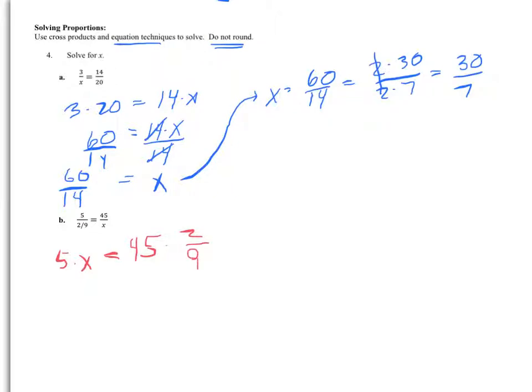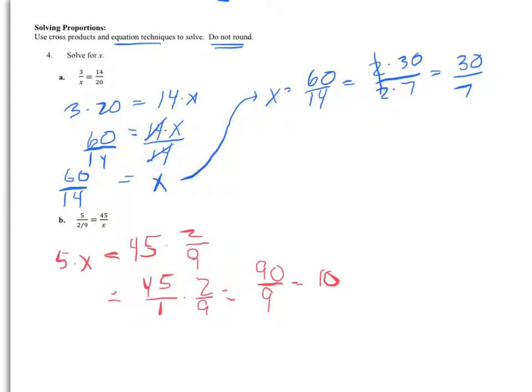Now I'm going to work just on the right-hand side for just a moment, simplifying 45 times 2 ninths. And we can do that by multiplying those two fractions together. We can write 45 as 45 over 1, and we're multiplying that by 2 ninths. 45 times 2 is 90. 1 times 9 is 9. And then 90 over 9 is equal to 10. 90 divided by 9 is 10.